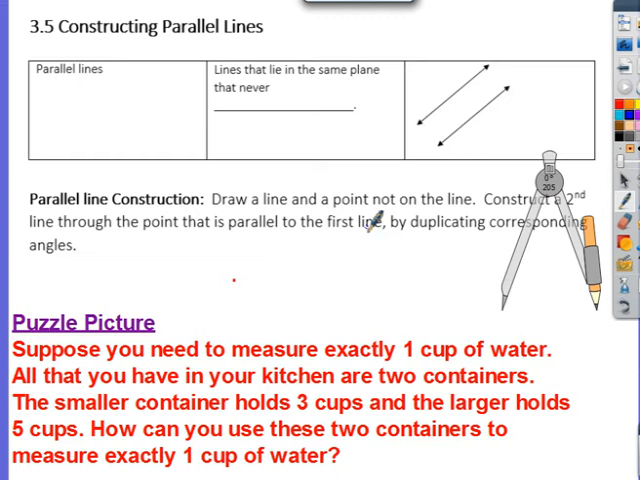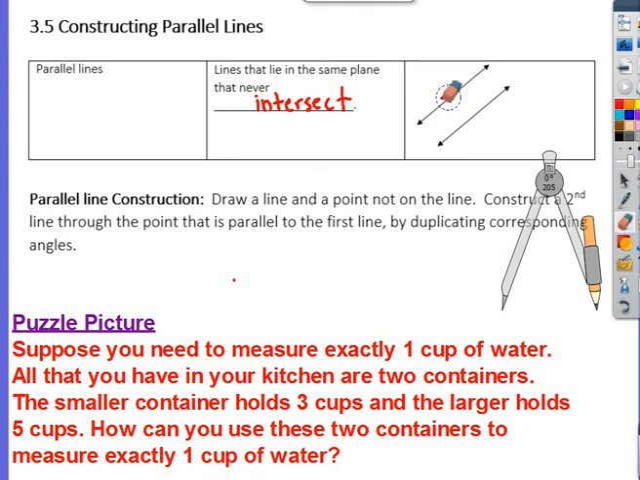Anyway, let's start the lesson with 3.5, constructing parallel lines. I do want you to write that, 3.5, constructing parallel lines. And I want you to write that parallel lines are lines that lie in the same plane that never intersect. We've already learned that, so you should know that. That's why I'm drawing these lines to show that it's parallel. And again, you should know that means parallel.